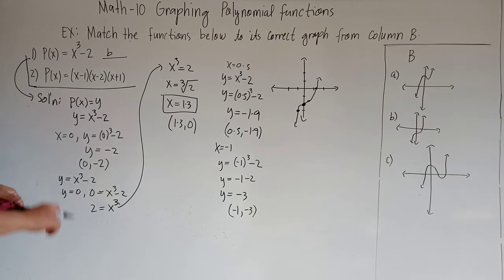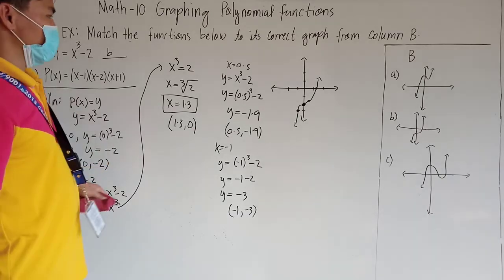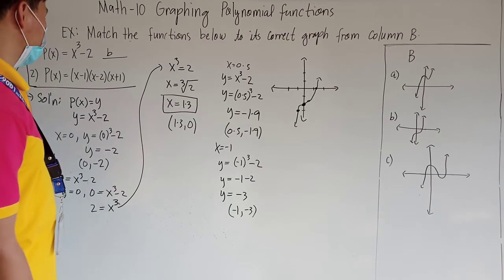Okay? What about now in number 2? P of x is equal to (x minus 1)(x minus 2)(x plus 1). Okay? So let us do it the same way as this.